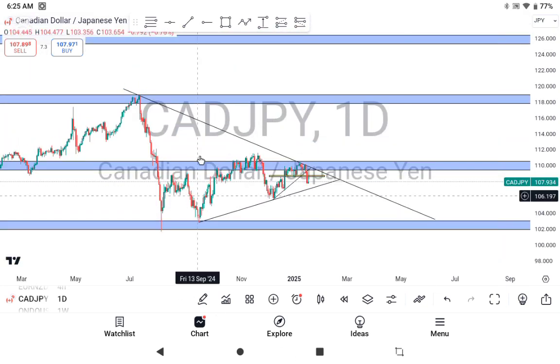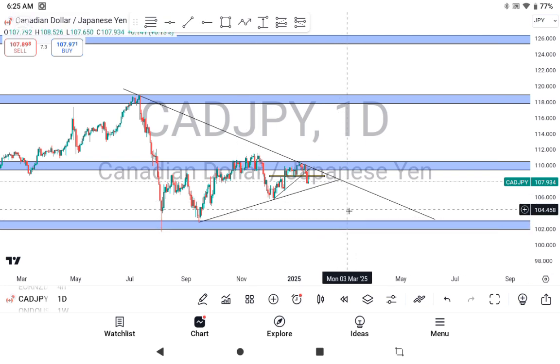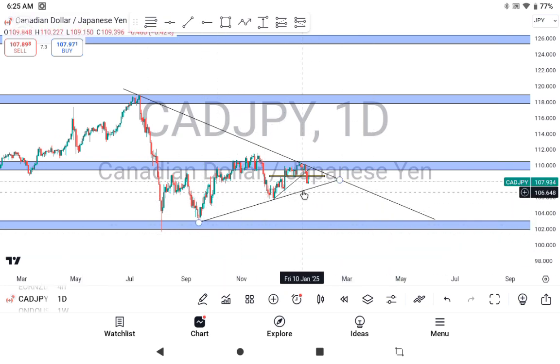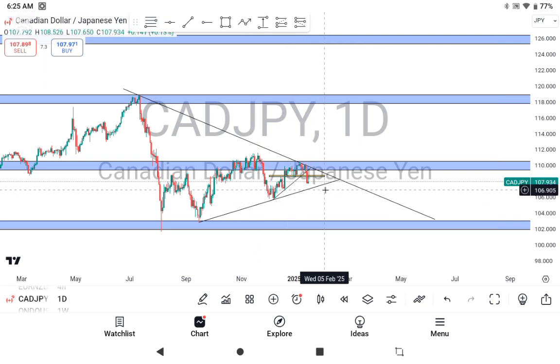Now on the daily time frame, like I said earlier, we need CAD JPY price to push down to this key level of support right here. So how we can do that is to expect, we need to see a daily candle break and close above this counter trend line right here to push CAD JPY down to this key level of support.